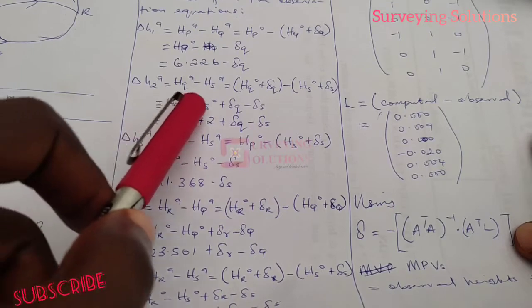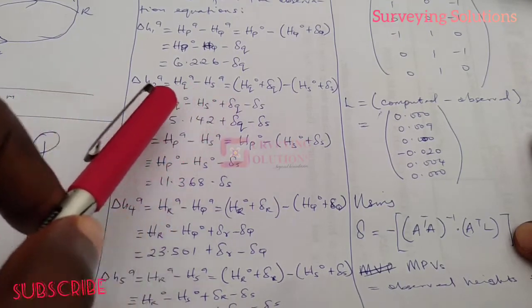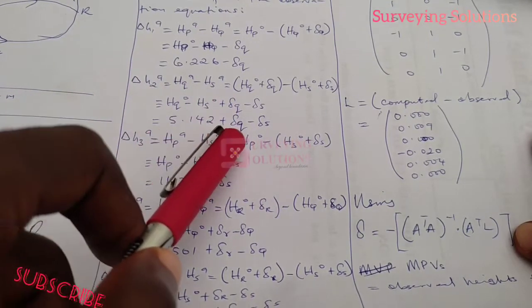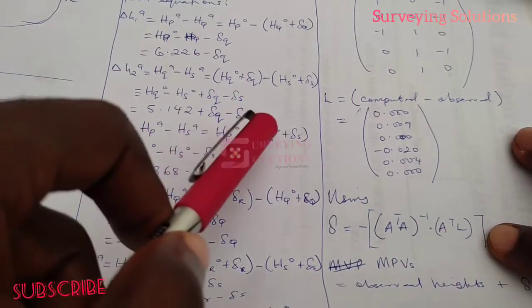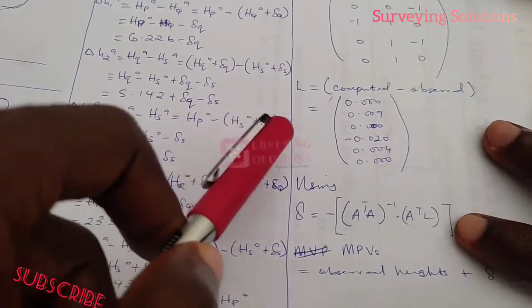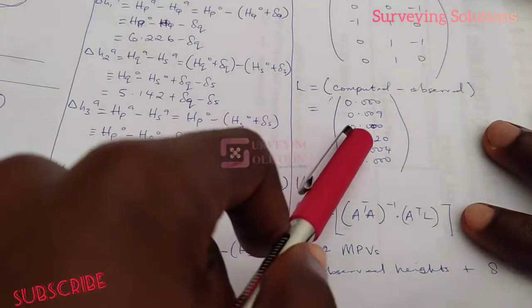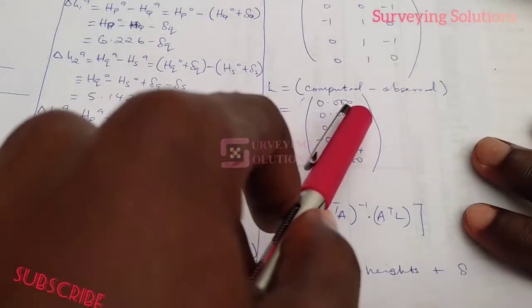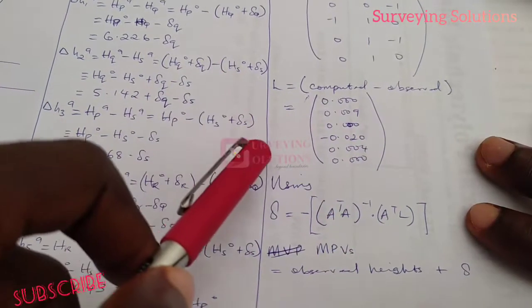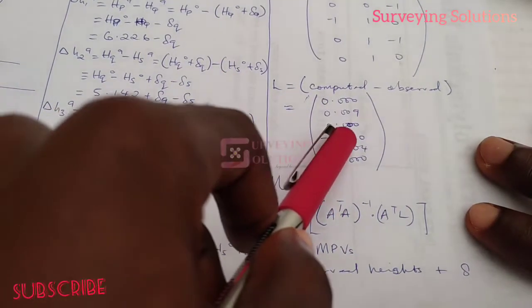However, when we did our subtraction, when we did our computation, we are having 5.142, which means the computed is 5.142 minus the observed, which is 5.133. So you should be able to have 0.009 as the value there, the difference there. Same thing as the fourth one, which is actually another value.